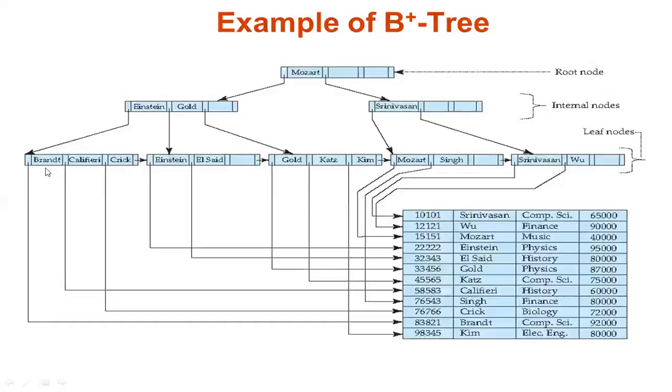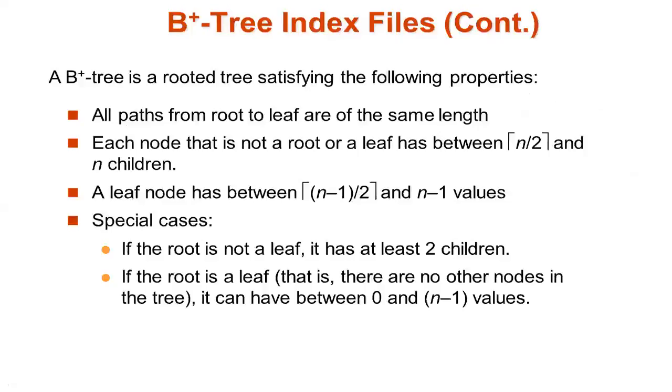So here, for example, for the first name "Brandt," a link is provided from this particular point, and this is actually pointing to this particular record in the index file. Okay, so we take this for the B plus tree example. A B plus tree is a rooted tree satisfying the following properties.